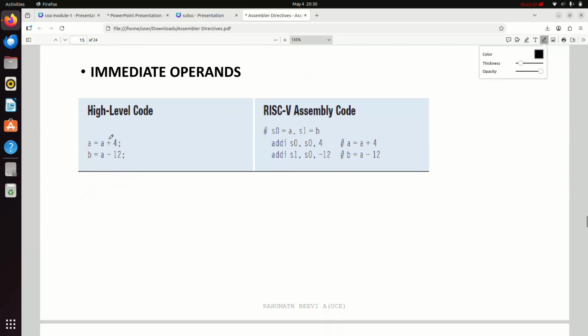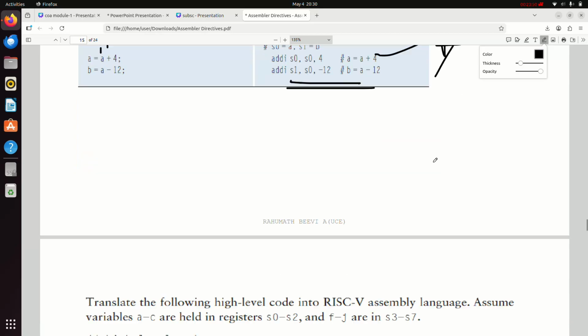Now this is the immediate values case, an immediate value RISC-V assembly code. Here you see I am adding a plus 4. Okay, and again add immediate value minus 12. Like this, this is how we are going to deal with immediate operands. When immediate operands come, you are going to write it like this. Fine, this much we have understood.